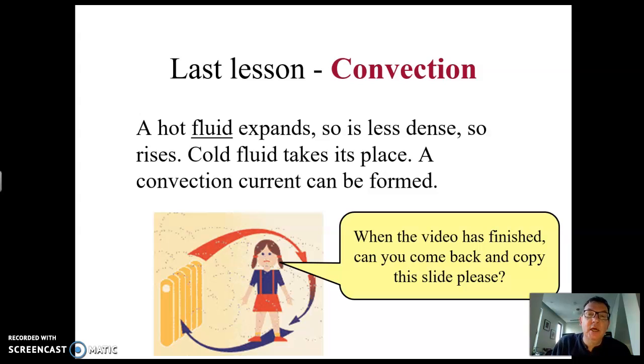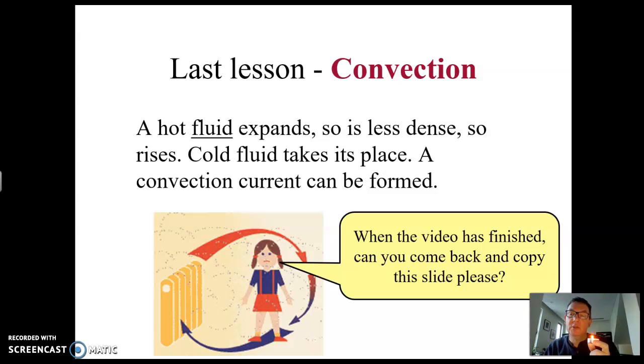Just a reminder, last time we looked at how heat can travel by convection. If you remember, we used the example of the tea light here. Remember, the hot air is expanding. It's taking up more space for the same number of particles. The cold air pushes the hot air up. Cold air takes its place, and we call this a convection current.